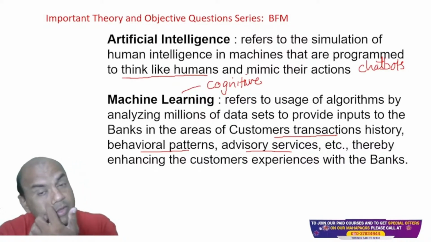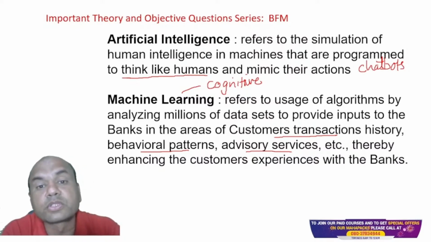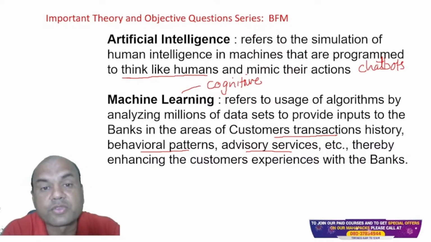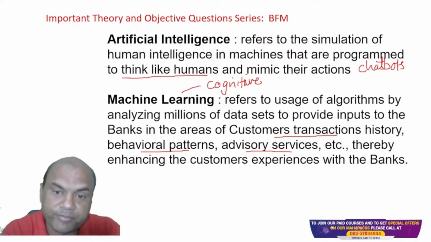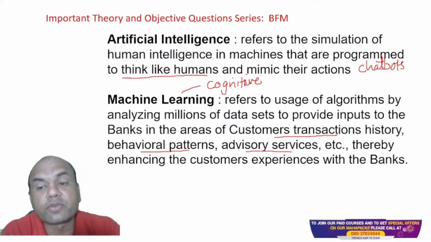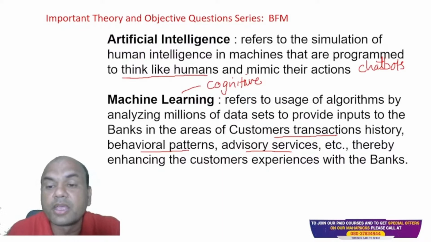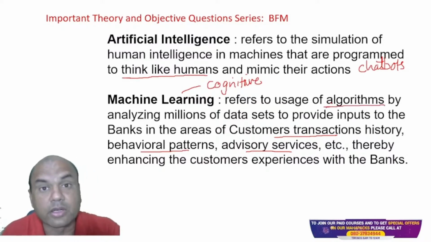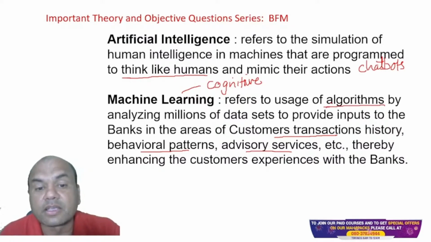Behavior pattern means if that customer has asked for loans, or if there is huge cash withdrawal or transfers from that account. So that is all captured under AI and machine learning. So it refers to the usage of algorithms. Remember this word, algorithm. What is an algorithm? An algorithm is a set of computer programs, which make the machine think on repetitive jobs.